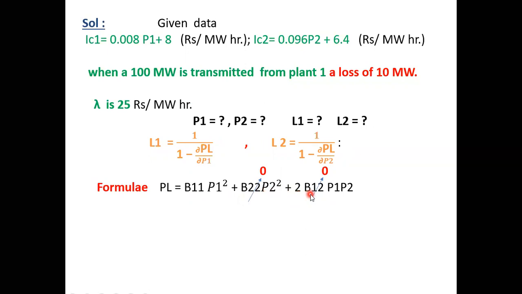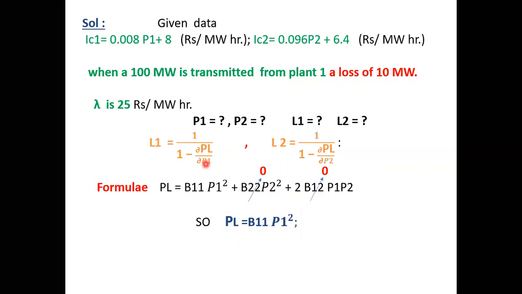Similarly, B12 should become 0 because the load is very near to power plant 2. So whatever coefficients belong to the second power plant always become 0. So B22 and B12 should become 0, and the remaining last coefficient is only B11. The final expression is PL equals B11 into P1 square.